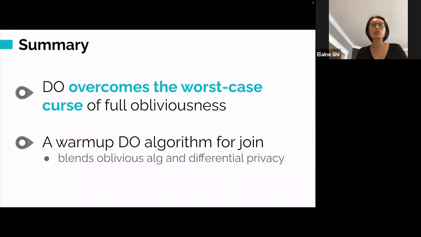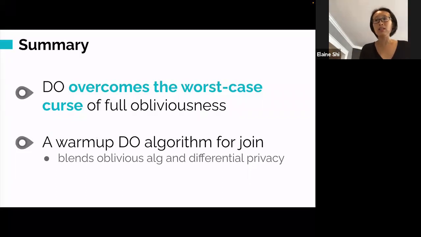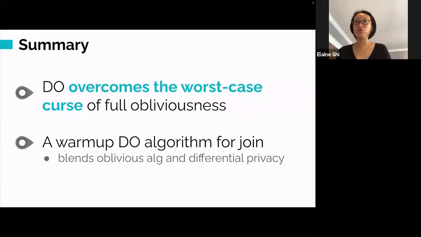To summarize, I've told you that, in real world applications, obliviousness sometimes incurs polynomial blowup and not the commonly believed logarithmic blowup. This comes because of worst case padding. Differential obliviousness allows us to overcome the worst case curse of fully oblivious algorithms, and we can achieve good instance-specific performance. I told you about a warm-up algorithm that achieves differentially oblivious database join. The algorithm blends techniques from oblivious algorithms and differential privacy.